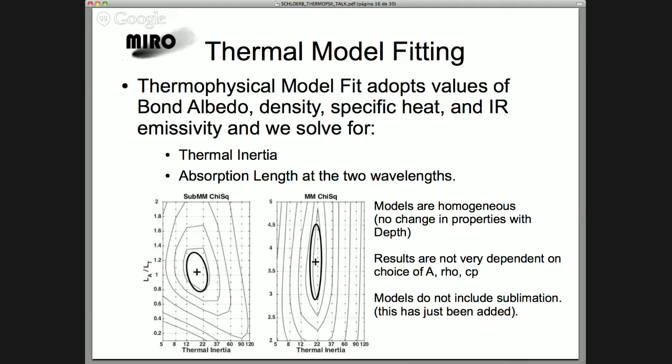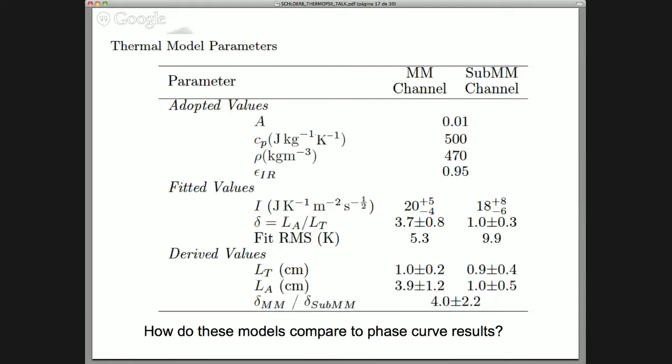All right, so these are the formal fits. These are the adopted values. In this case, we just adopted the bulk density for the comet as our density. You can argue that maybe it should be less, or some people would argue maybe it should be more. As I say, if you change the specific heat, it basically correlates really well with the density.